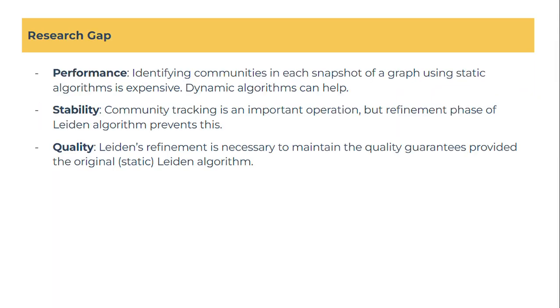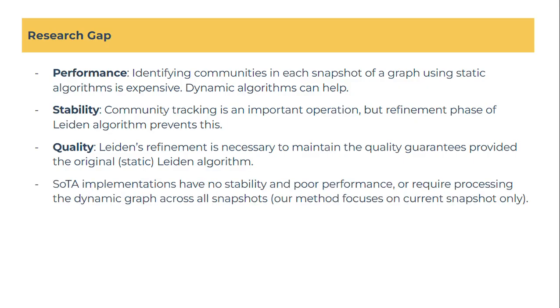The issue with existing methods is, first of all, running the static algorithm is expensive. Dynamic algorithms can help here. Next, stability is important. The tracking of communities is important. But the refinement phase in the Leiden algorithm renumbers communities, which prevents tracking. We cannot remove this refinement phase. It is essential for the quality guarantees provided by the Leiden algorithm.